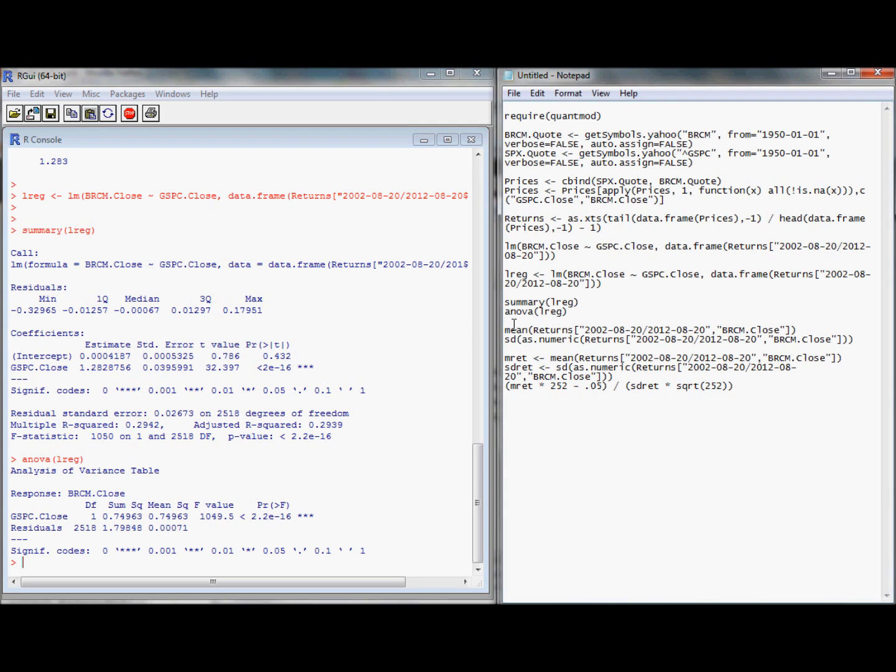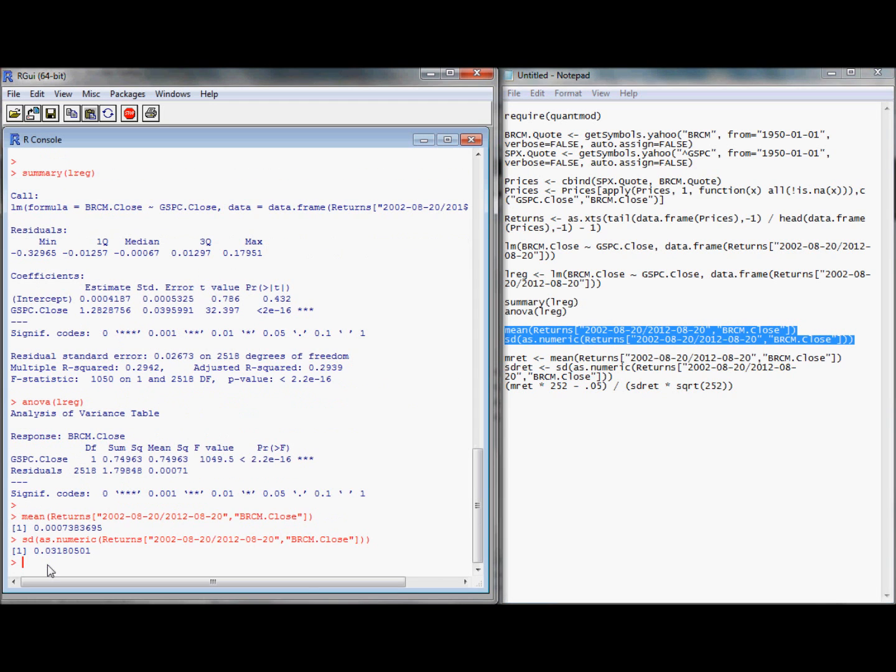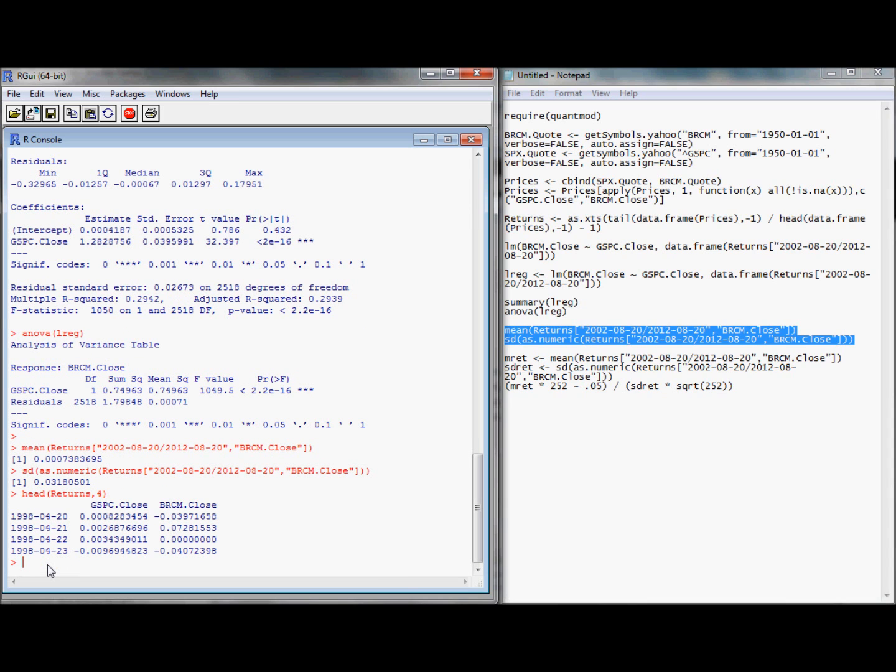Next, we calculate the Sharpe ratio. We first calculate the mean and standard deviation of the Broadcom returns. Note the return variables are two columns, so we specified only what we want to do the calculations on, not on both columns. And here's what the original data looked like.